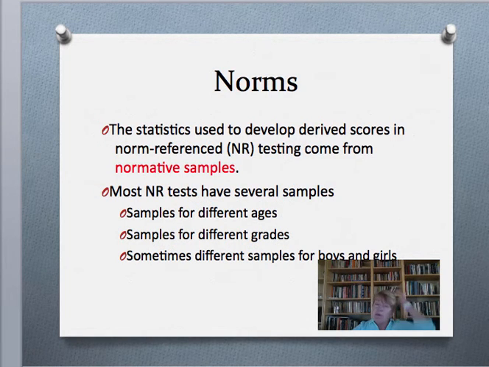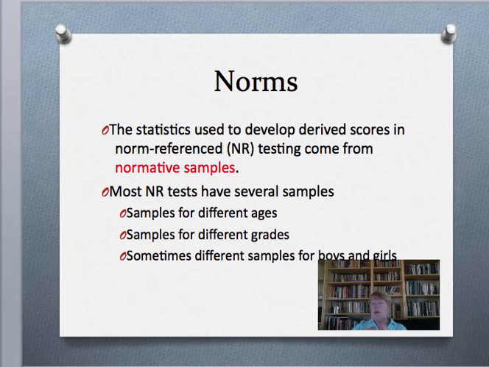And now finally, two more slides, I think. Or maybe three, we're going to talk about norms. And norms are the statistics used to develop derived scores in norm reference testing. Those statistics come from a normative sample. Most norm reference tests have several samples. So they gather samples at different ages. These samples are people, samples at different grades, and sometimes different samples for boys and for girls.